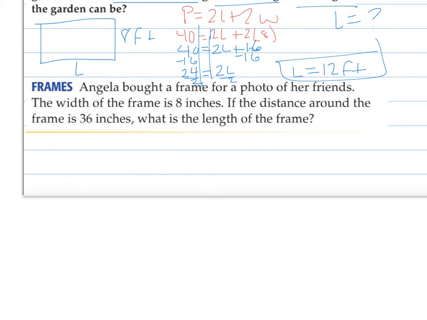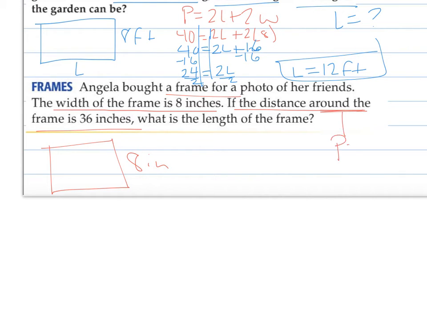Alright, Angela bought a frame for a photo of her friends. So frame, we're picturing a square, rectangle. The width of the frame is 8 inches. So I have 8 inches. The distance around the frame is 36. Distance around tells me that's my perimeter. What is the length? So we're looking for our length.